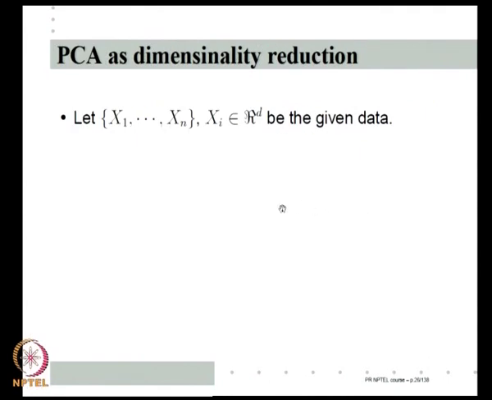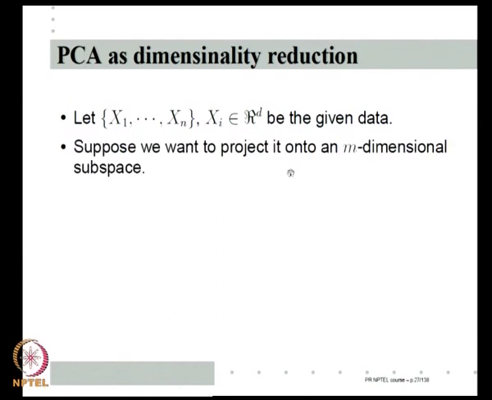So, let us start to define the problem. Let us say we first want to look at it from the point of view of dimensionality reduction. Let x1 to xn be the given data. As I said, class labels are not important, so we will only look at x1 to xn. Let us say all of them are d dimensional. We want to project it into m dimensional subspace.